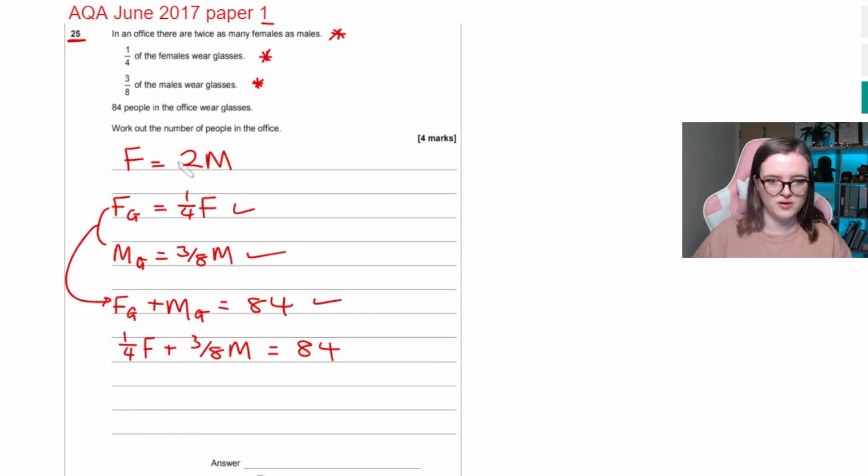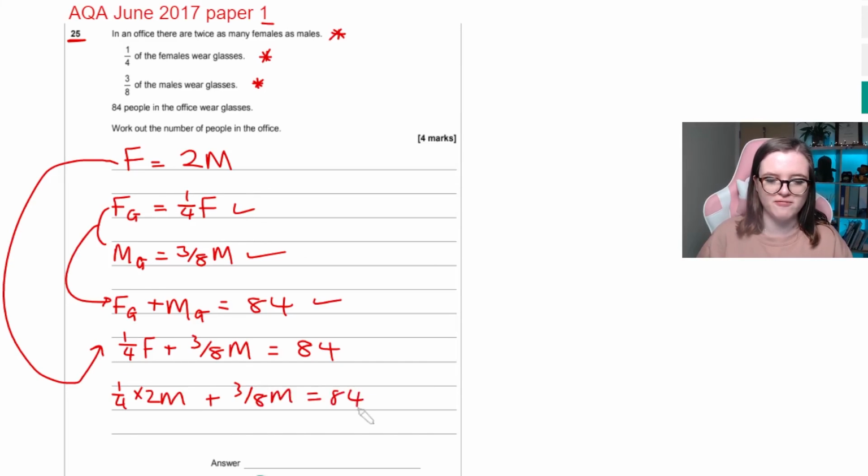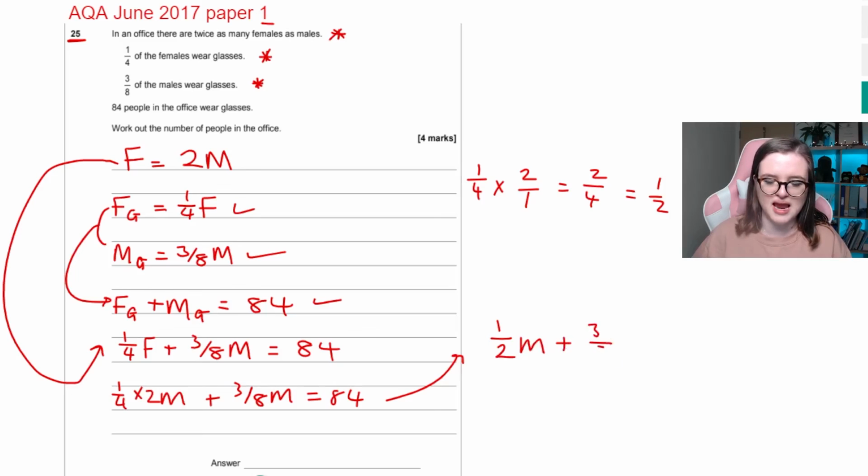And then this one here. The number of females is twice the number of males, so we could replace this F here with this 2m. So a quarter times 2m, a substitution, plus 3/8 m equals 84. Then 1/4 times 2, that's 1/4 times 2/1, which is 2/4, which is a half. So we've got a half m plus 3/8 m equals 84.